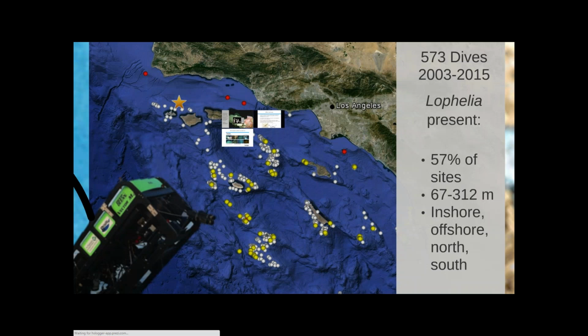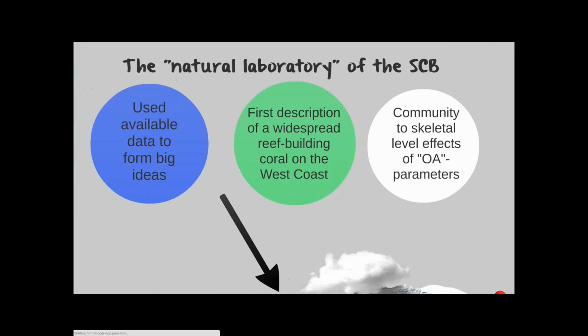So from a regional to the SCB level, we've used the Southern California Bight as a natural laboratory for ocean acidification. We were able to use available data, both the coral records and hydrographic data, to think about the big picture idea of how coral reefs will fare globally if the ocean acidifies.